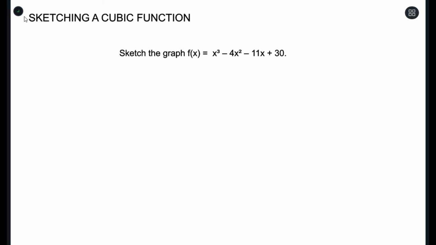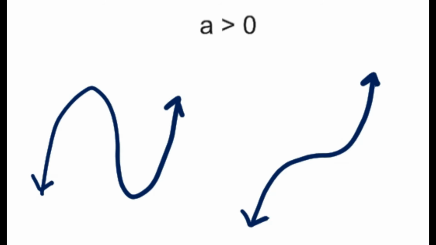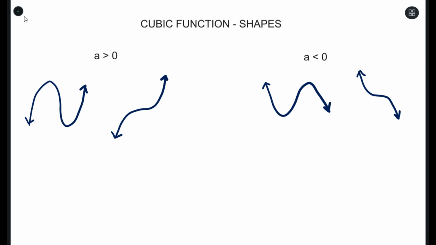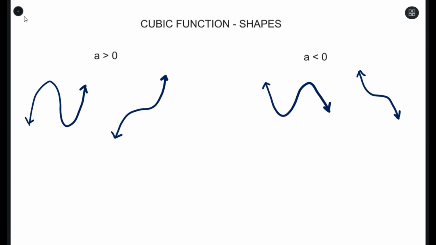Now, the first step in sketching a cubic function is to determine the general shape of this graph. For you to determine the general shape, you need to focus on the a. If the a is positive, it looks like this, and if the a is negative, it looks like this. So it is very important that you visualize how your graph is going to look at the end of this question. If you have a positive graph, your points need to fit into one of the diagrams of the positive graph. And the same is true for the negative graph.